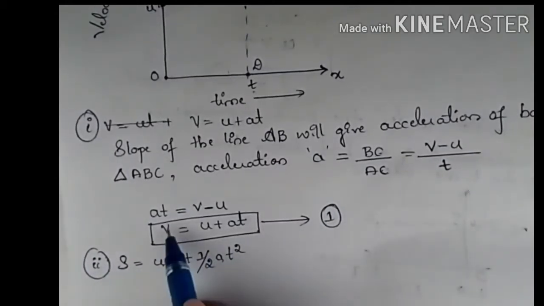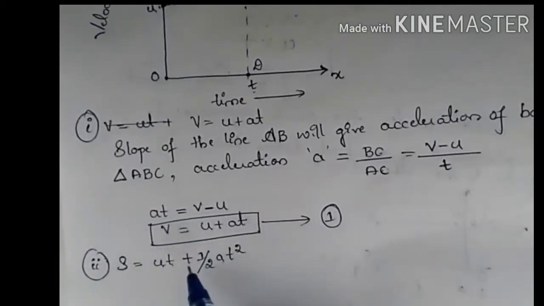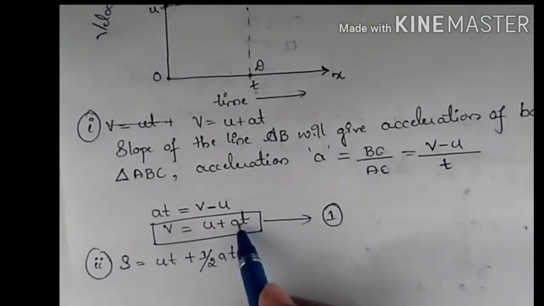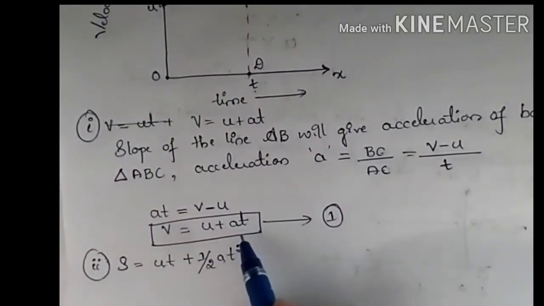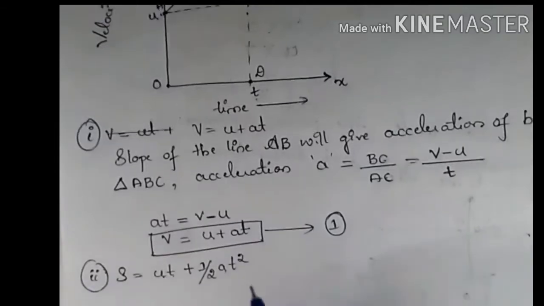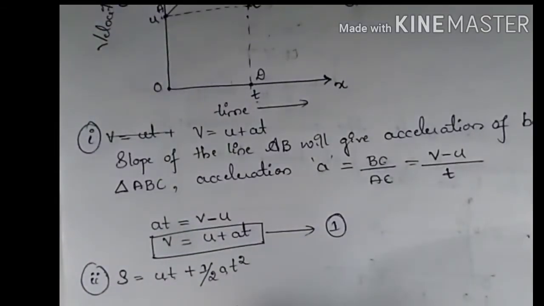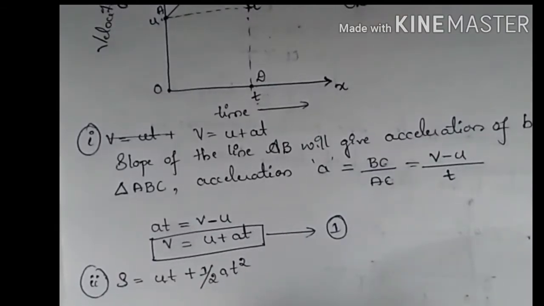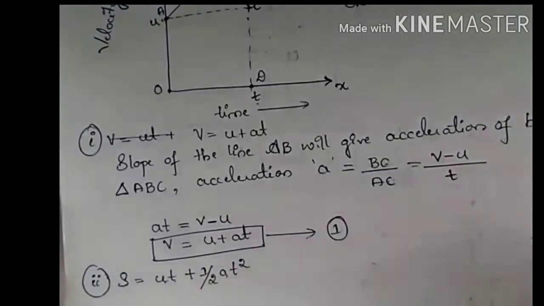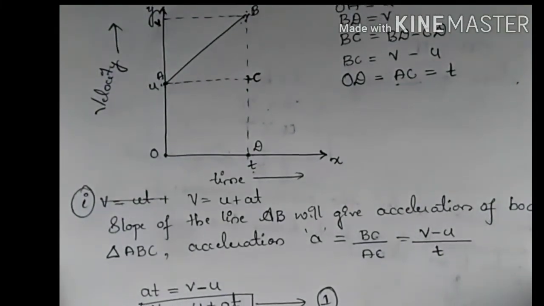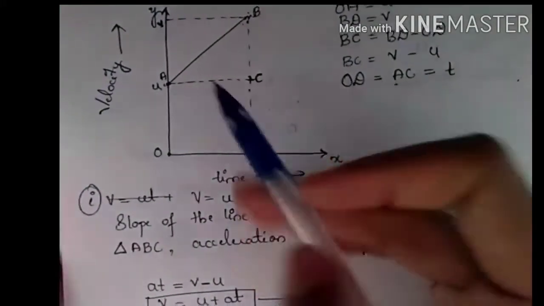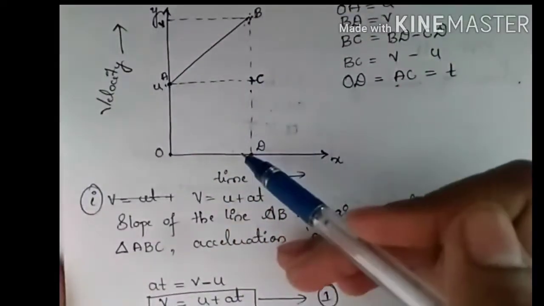So in the above equation, V is final velocity, U is initial velocity, A is acceleration of the body and T is the time. Now the displacement S of the body in time interval T will be equal to the area OABD under the line AB. So in a velocity-time graph, if you want to measure the displacement of the body, you have to take the area under the curve.